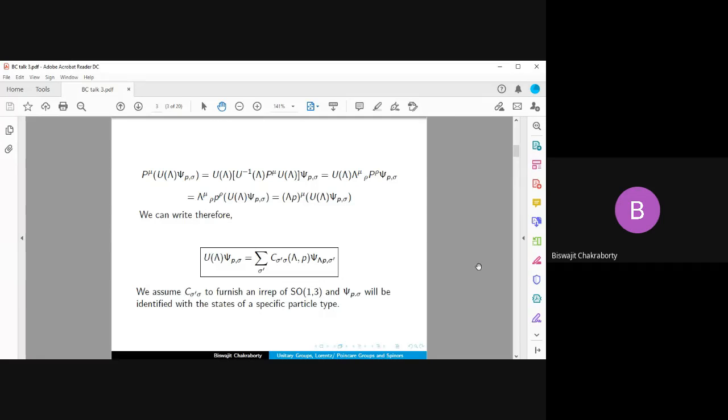In general, in the most general situation, this may give you some reducible representation, but what we are assuming is that C lambda sigma prime sigma will furnish some irreducible representation. If you were to get some other irreps, that will possibly correspond to different species of particles, which I am not considering here. So here I am considering the irreducible component of these things. Okay, please go to the next slide.